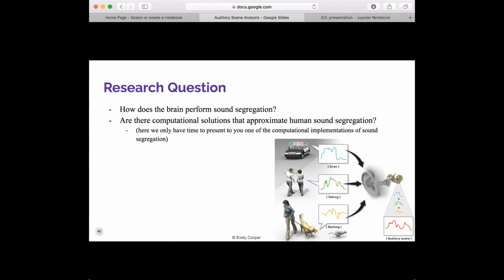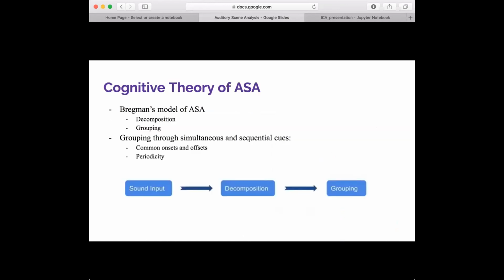In what follows, we will first give you a brief introduction to the cognitive problem, followed by one of the computational implementations of it, but we'll only have time for one of the implementations due to the constraints. So let's dive into the cognitive theory first.